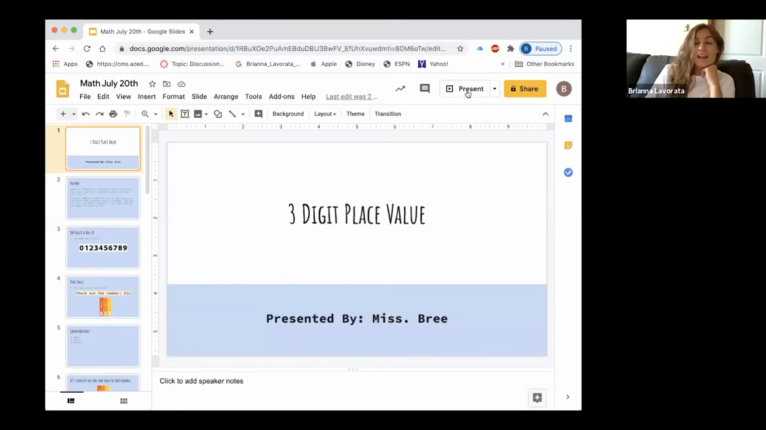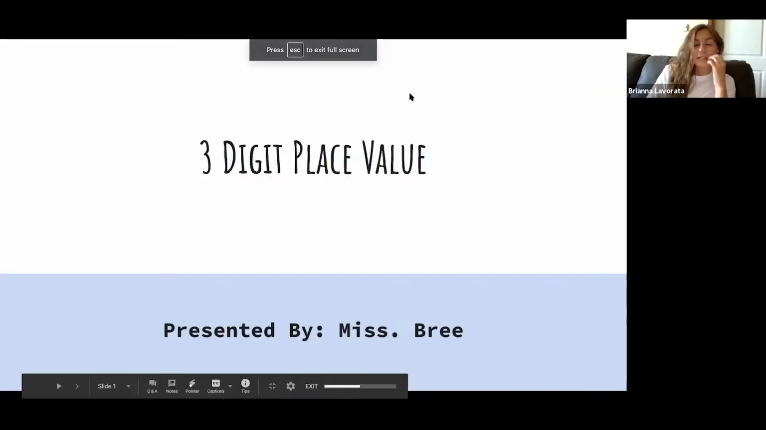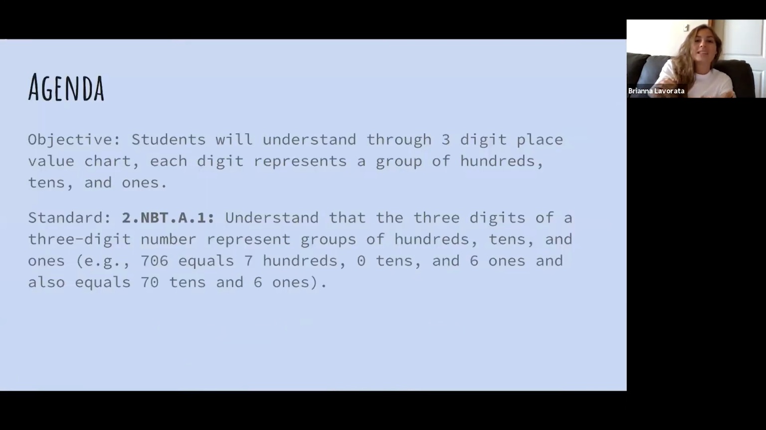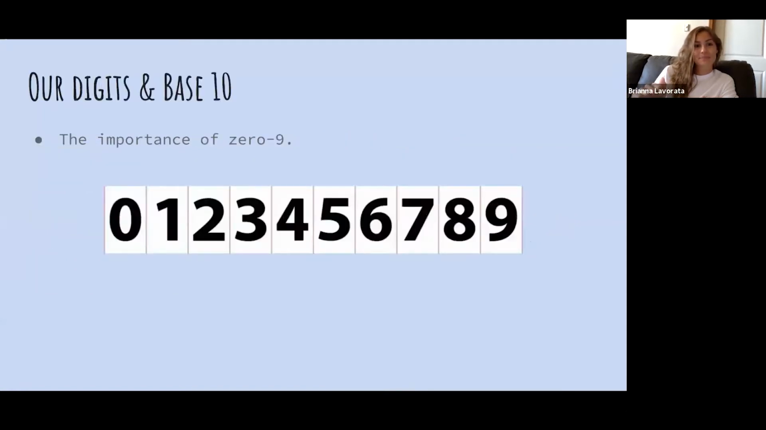So we're going to go ahead and begin our lesson. We have been touching base on 3-digit place value numbers, and so we're going to continue reviewing this topic. So today you're going to understand through a 3-digit place value chart. You're going to represent each digit by a group of hundreds, tens, and ones. So just a little basic intro to this.